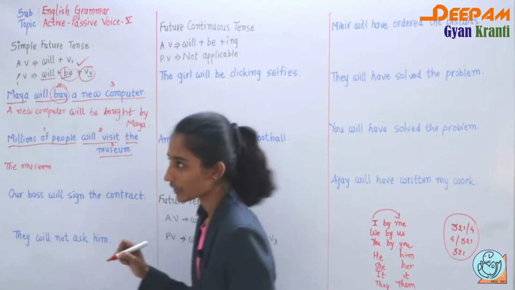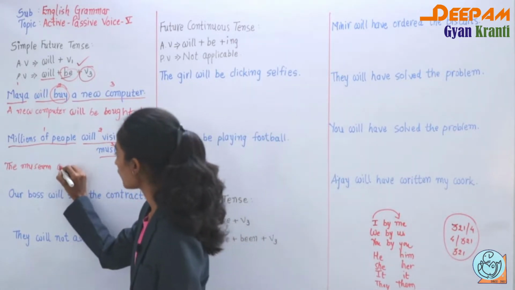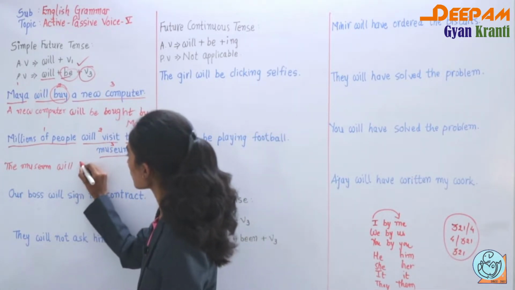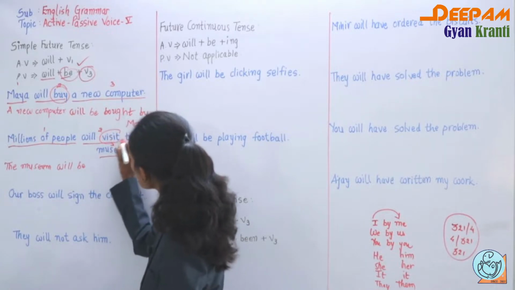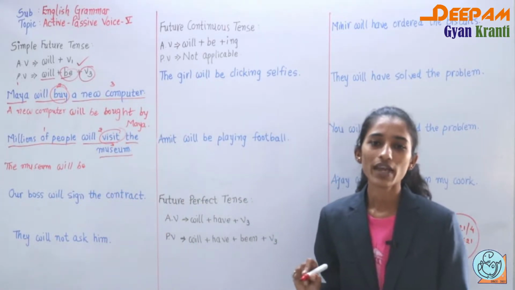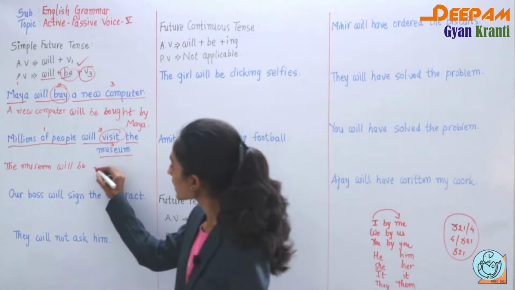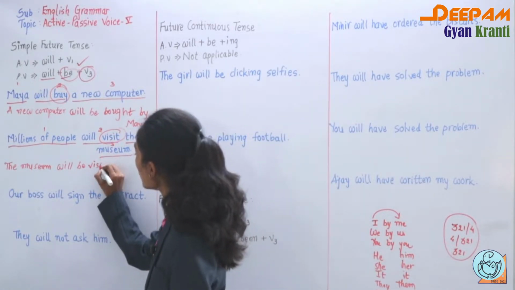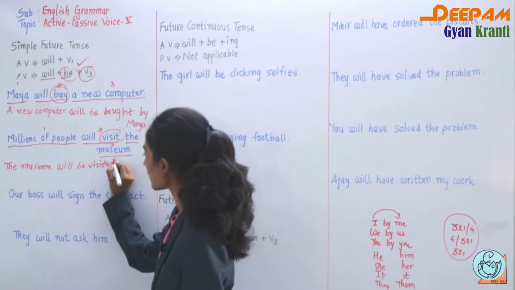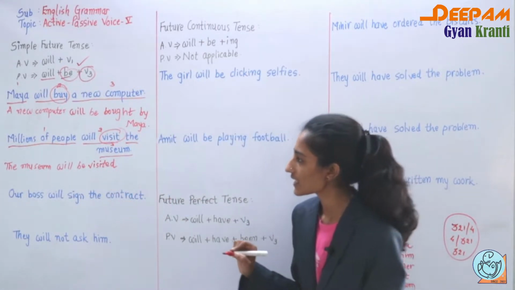Okay, then what do we have to write? It's simple future tense, so will. After will we have to add be. Then visit is the main verb, so we have to change the main verb into the past participle. What is the past participle of visit? The answer is visited. The museum will be visited.